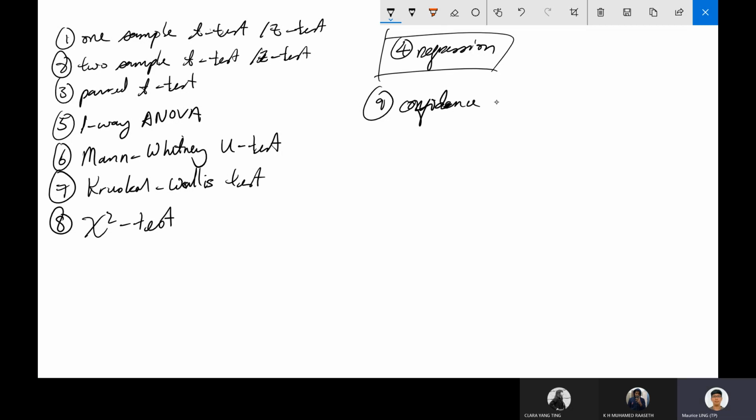Log and ln is not within here, but you're expected to know already. It's supposed to be taught in your secondary school. Too bad, lor. Suck your thumb.